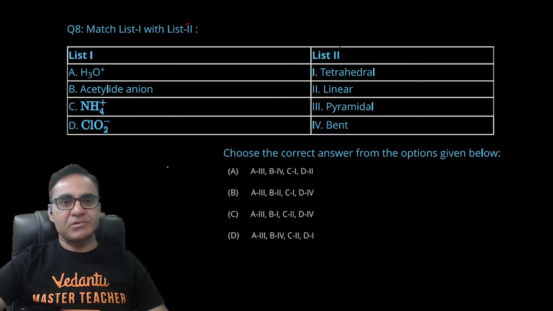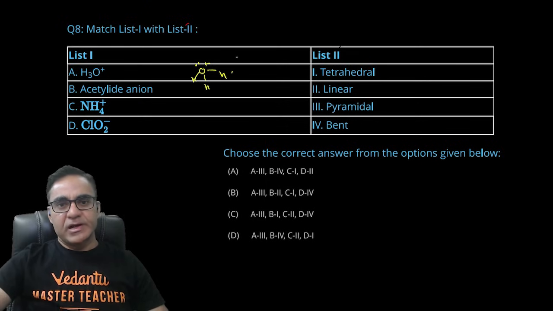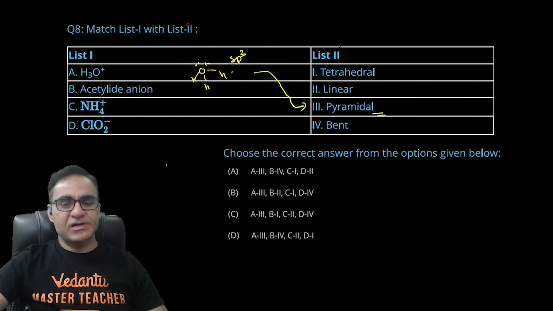This is a question of chemical bonding where we need to identify the shape or geometry of the ions or molecules given in list 1. Okay, like H3O+. H3O+ actually contains one lone pair. All right, and it is going to be sp3 hybridized. In an sp3 hybridized molecule with one lone pair, we will have only pyramidal shape, or we can say trigonal pyramidal. So the match for A will go with 3.